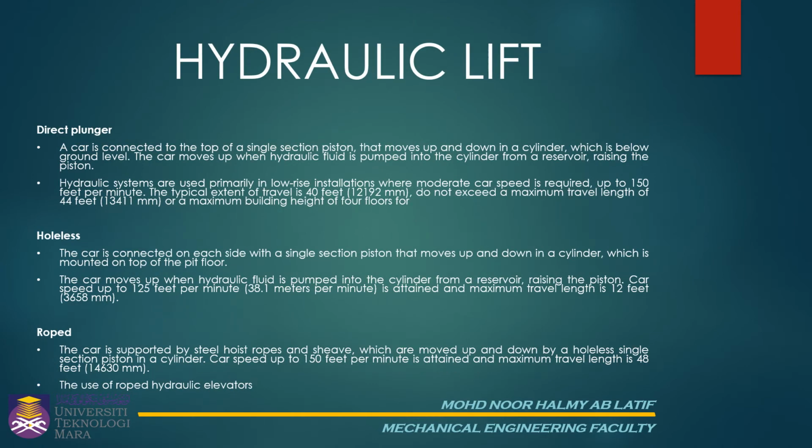We have three types of hydraulic lift, which are the direct plunger, holeless, and rope. For direct plunger, a car is connected to the top of a single section piston that moves up and down in a cylinder, which is below ground level. The car moves up when hydraulic fluid is pumped into the cylinder from a reservoir, raising the piston.